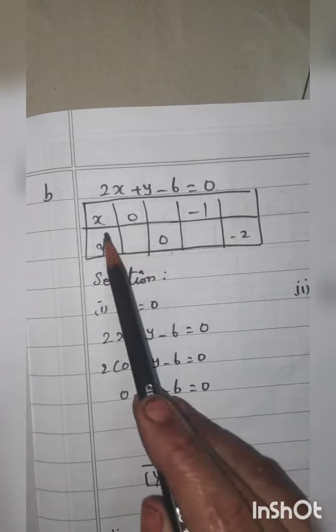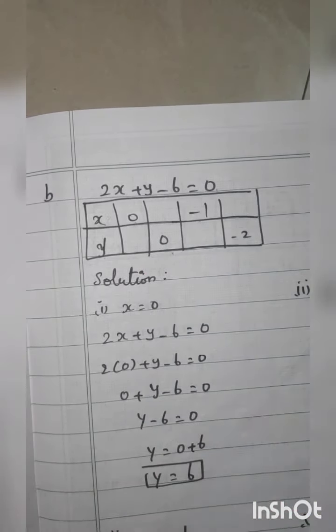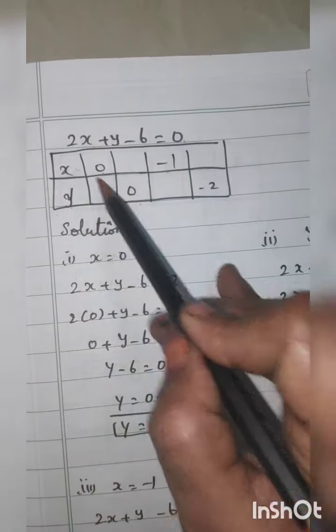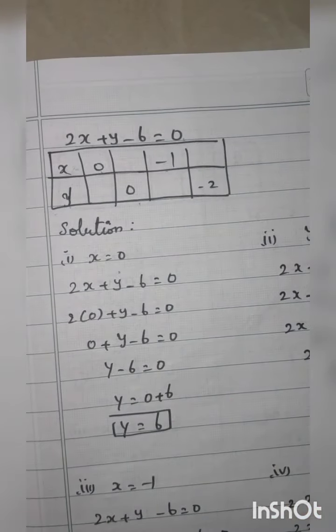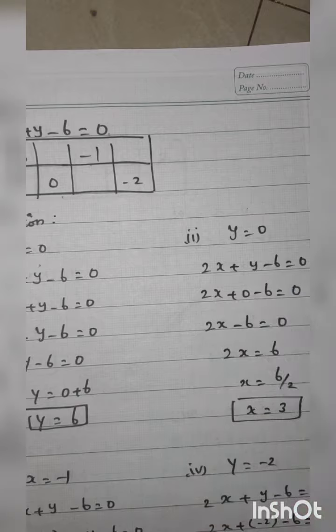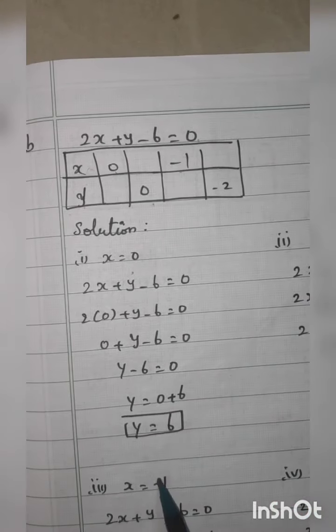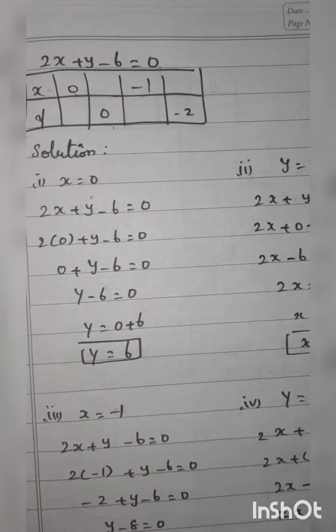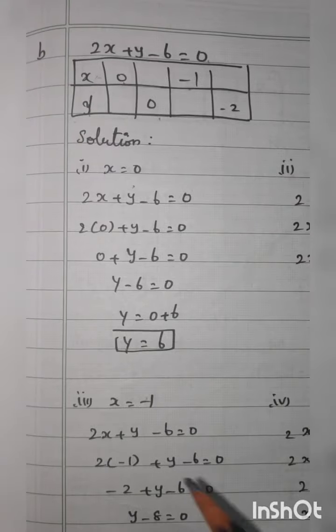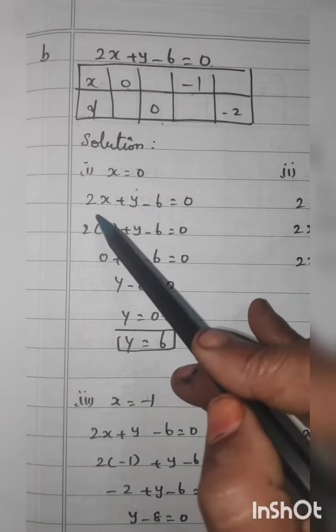Second sum: y equal to 0, x equal to minus 1, y equal to minus 2. Solution: write it. x equal to 0. Next, y equal to 0. Next, x equal to minus 1. Y equal to minus 2, you write it first. Right after, given the equation, you write 2x plus y.